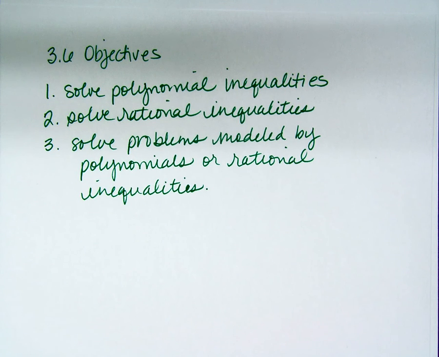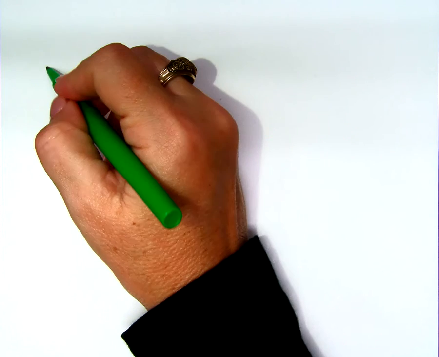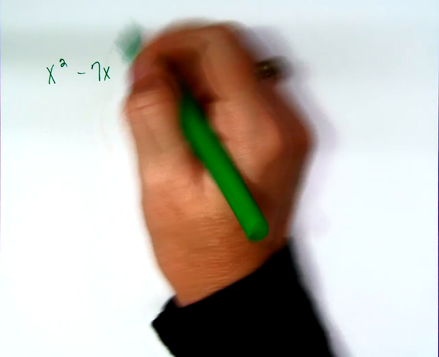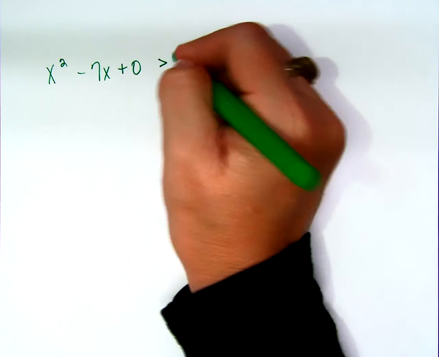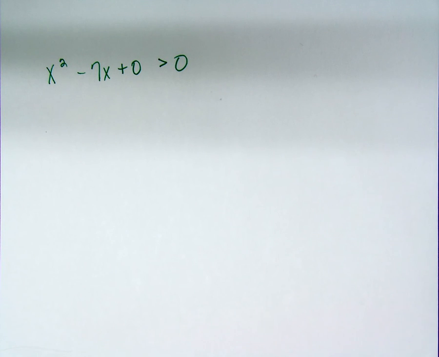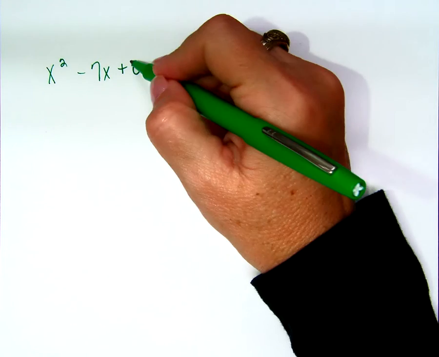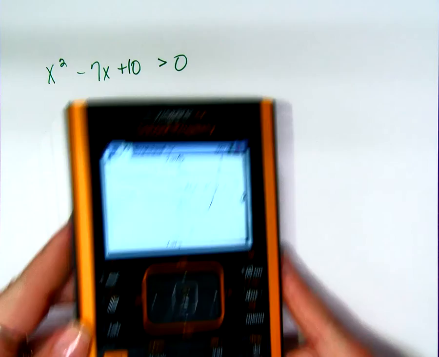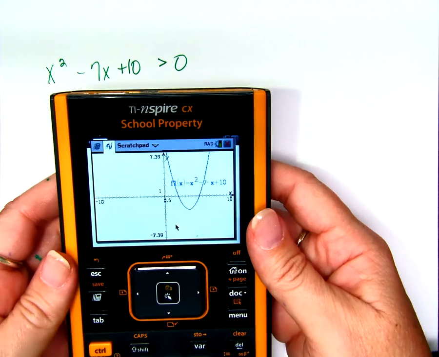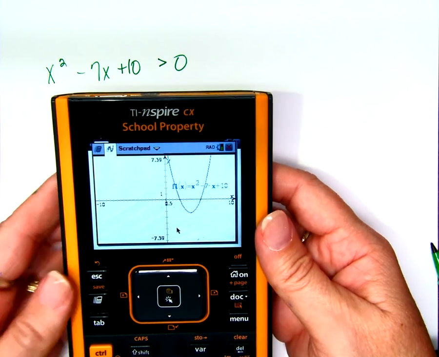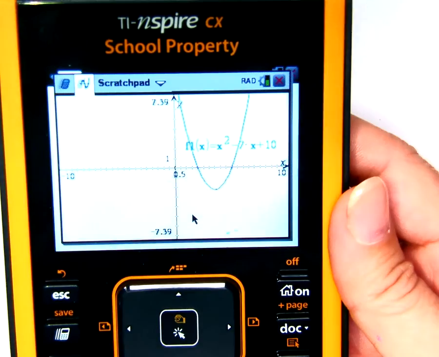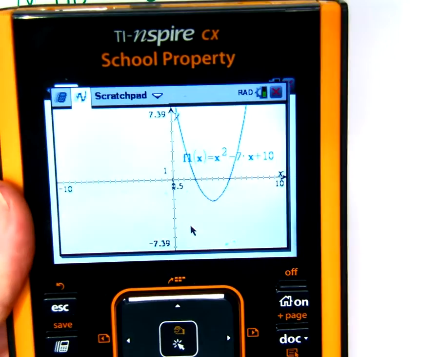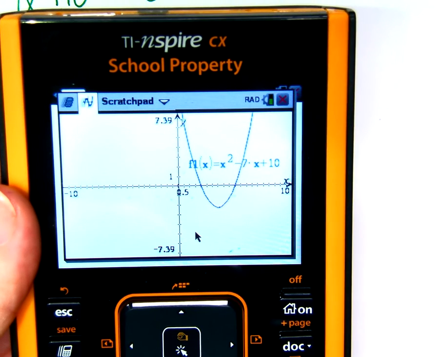Okay? If I give you a problem like x squared minus 7x plus 10 is greater than 0, I want us to have a visual representation of what that looks like. Look, I said 10 and then put 0. So first of all, I graphed the equation for you: x squared minus 7x plus 10. Let me zoom in a little bit so you can see it better. This is a graph of x squared minus 7x plus 10.